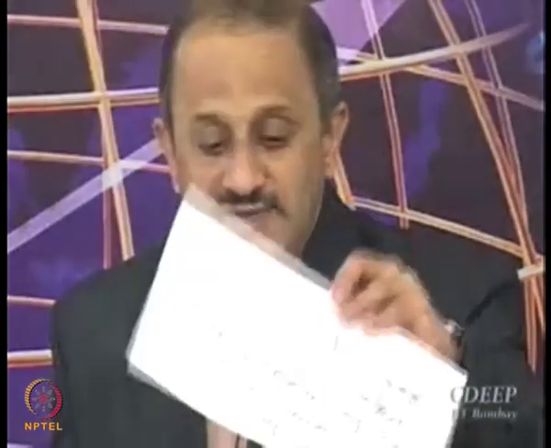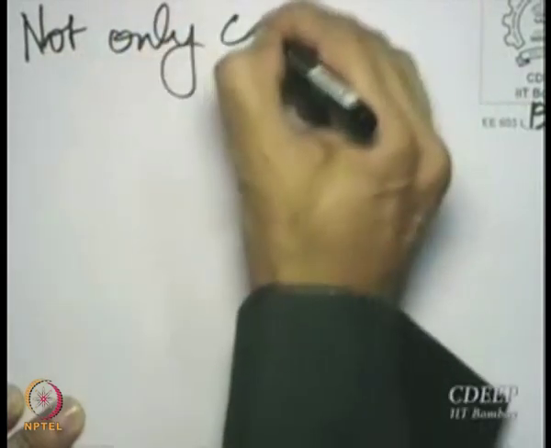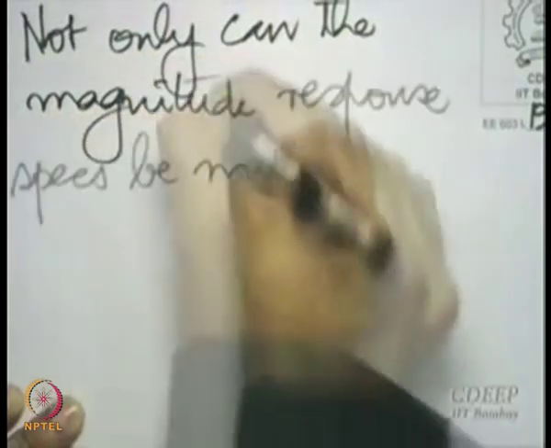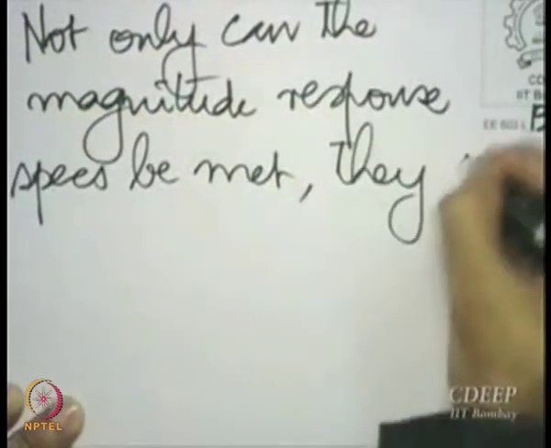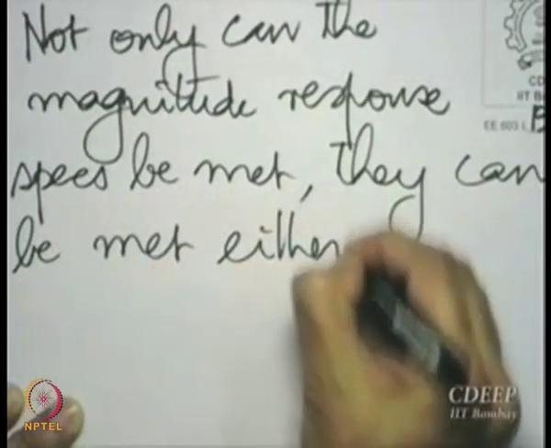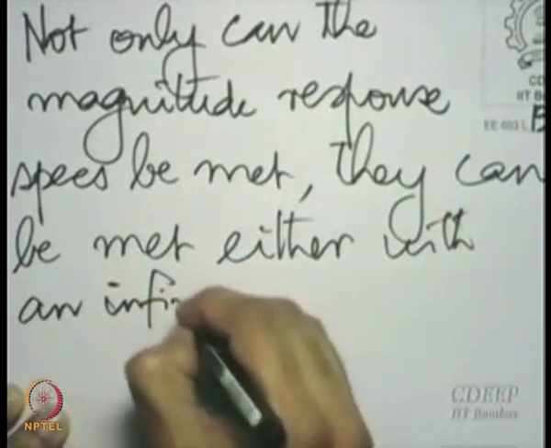So, coming back to this, you see, not only can we meet the magnitude response specifications with any delta 1, delta 2, and omega p minus, or transition band, but not only can they be met, not only can the magnitude response specs be met, they can be met either with an infinite impulse response system or a finite impulse response system.